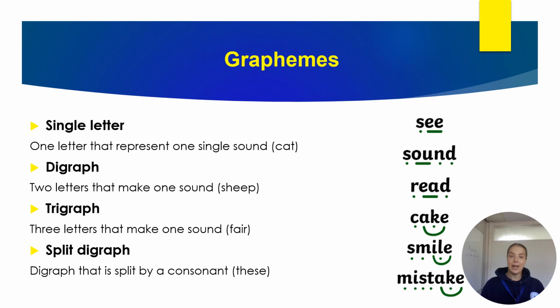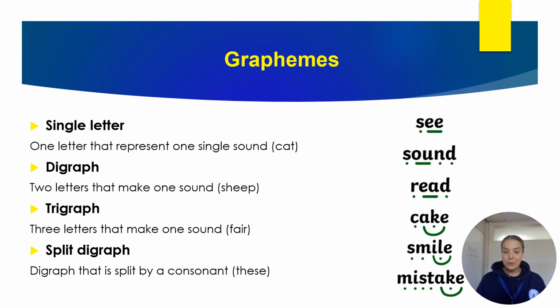Digraphs are when there are two letters that make one sound. These can be seen in the example sheep, where we have the letter S and H, which makes our sh sound, and the letter E and E, which make our E sound. Trigraphs are when there are three letters that can make one sound. An example of this is in the word fair, where the sound air has A, I, and R in, so there's three letters there which come together to make air.